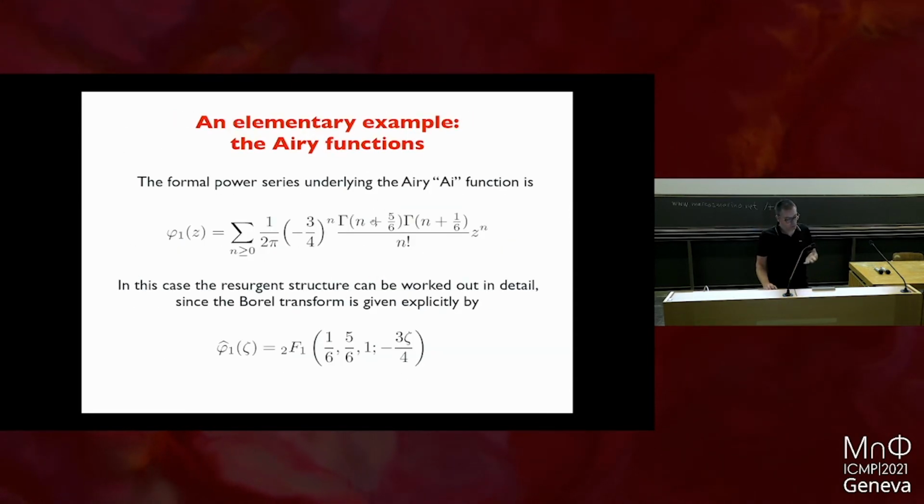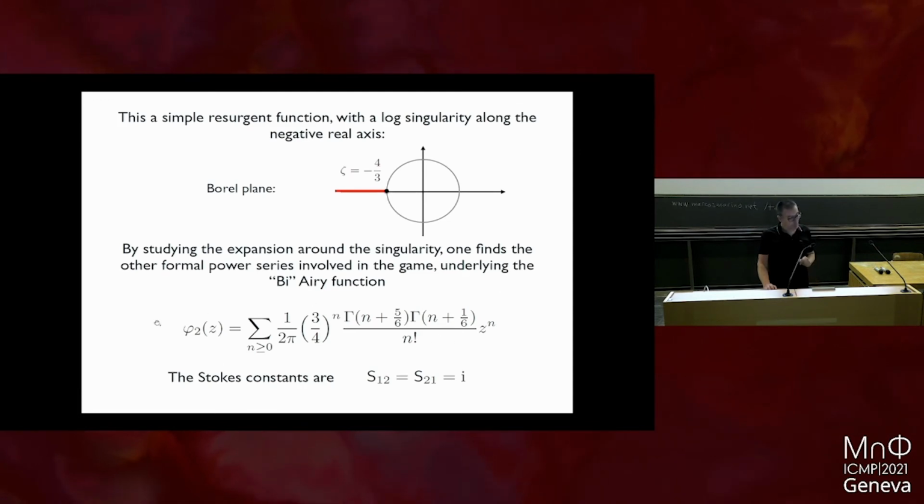If you write the integral solutions for the ODE, you will find that this phi 1 is the formal power series associated to one of the critical points of this saddle point integral, while this phi 2 is the formal power series associated to the other critical point, and then the singularity of the first formal power series is telling you about the other critical point of this saddle point integral.